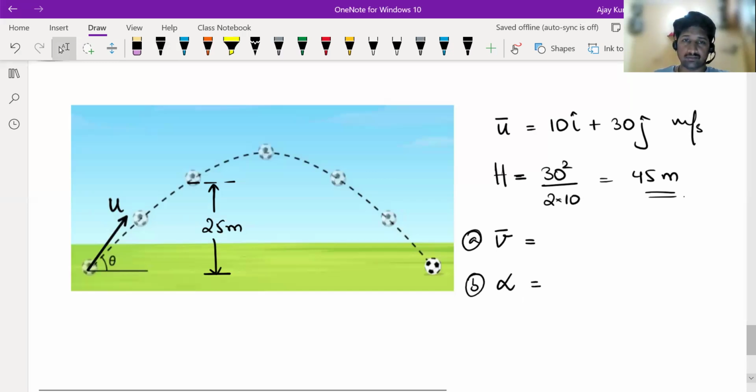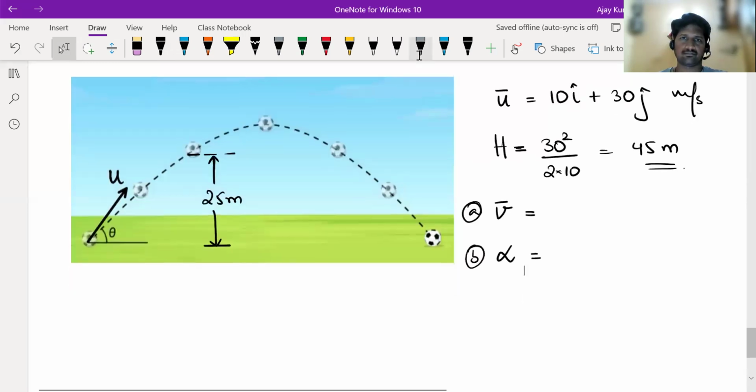So when it is at a height of 25 meters above the ground, calculate velocity and the angle it makes with the ground. Type your answers in chat. I'll give you 3 minutes to solve this. Make it fast.